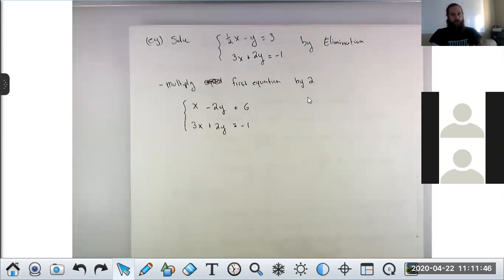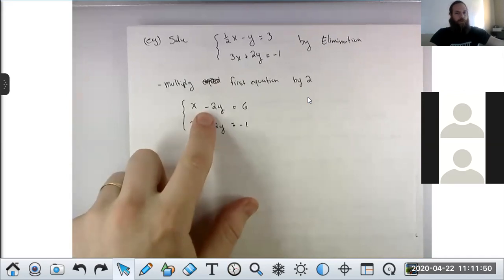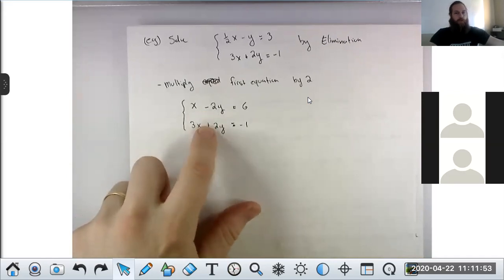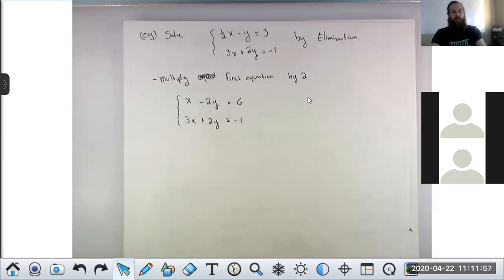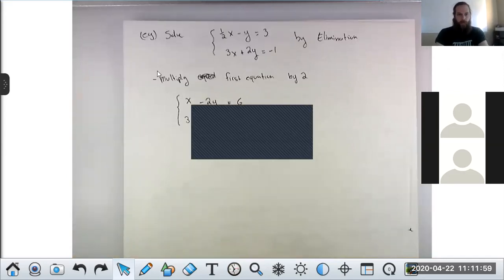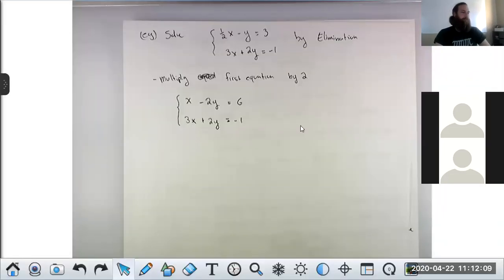And since we chose the constant and the equation to multiply by cleverly, this coefficient is now the negative of this coefficient. So when I add these two equations, the y's will all go away. Getting some more panic emails, so let me see. Yeah, okay, that's all fine.